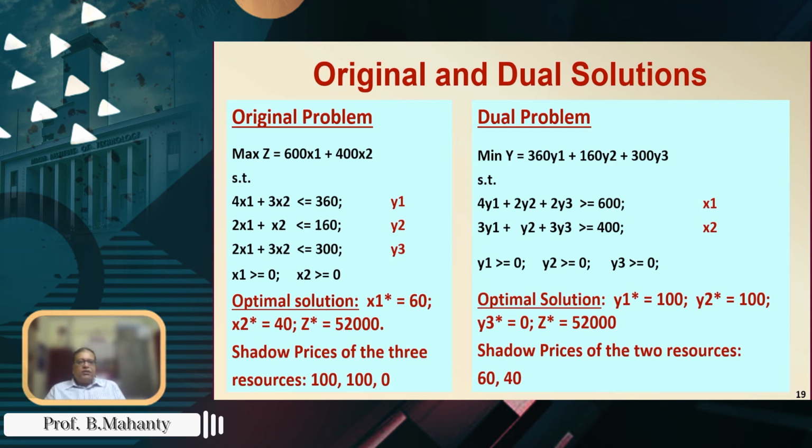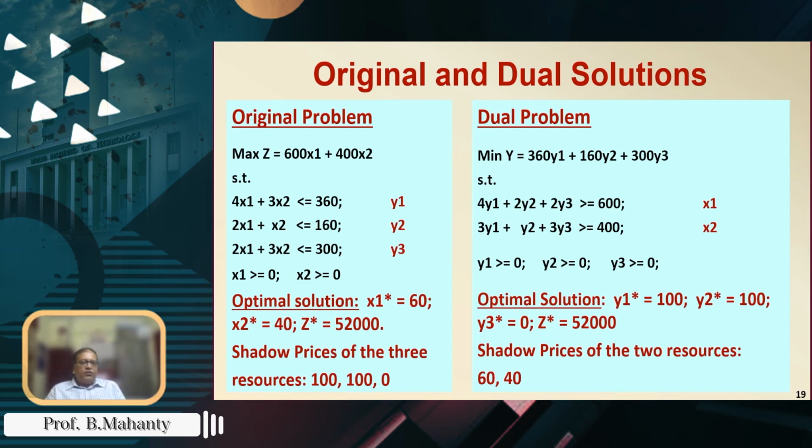But if you put 60, 40 there, what do you get? 120 plus 120, 240. It's not equal to 300, is it? So because y3 does not exist, there is a value of 0 there. Its slack has not vanished. All right. Same thing here, look, x1 equal to 60 and x2 equal to 40.